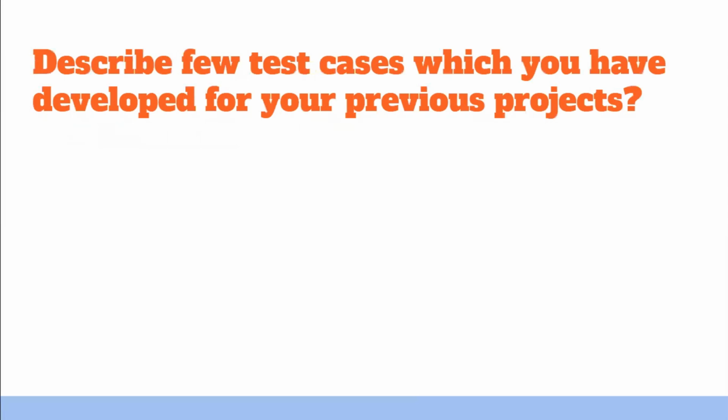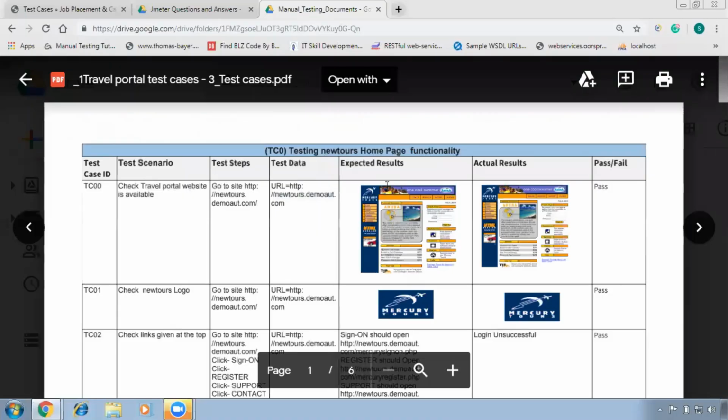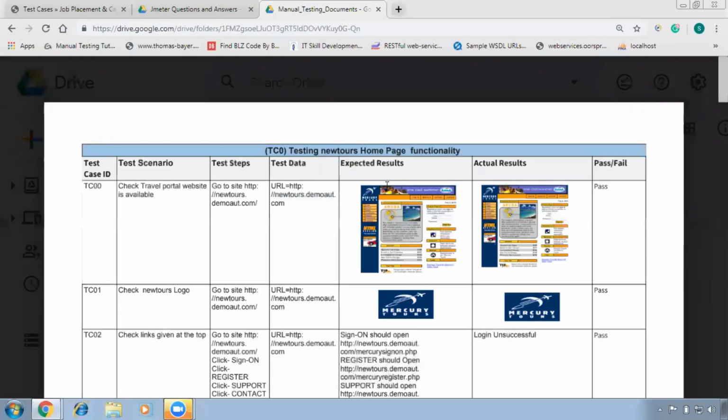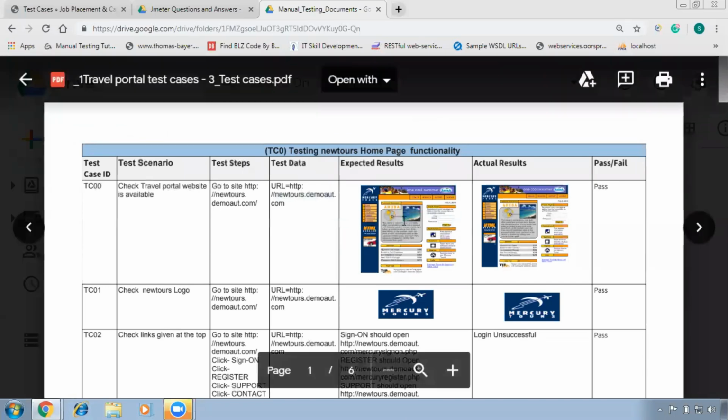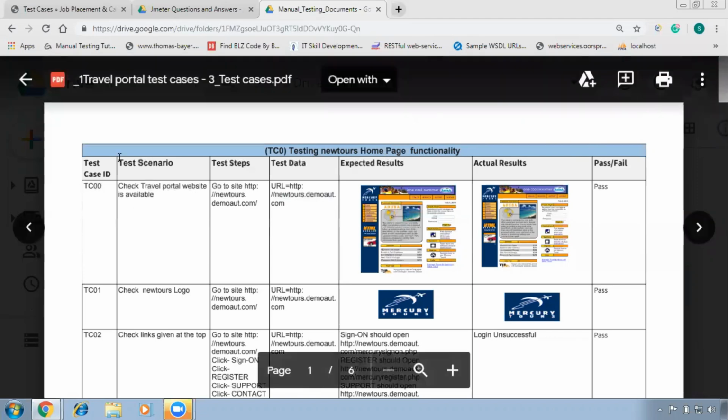Next question here is, describe a few test cases which you have developed for your previous project. If you have not worked on any other project, we can take an example of our travel portal, which is an online flight reservation portal. Here you can see my test case report. A test case report is simply an Excel sheet. The first scenario here is testing the homepage functionality, and there we have a test case ID.